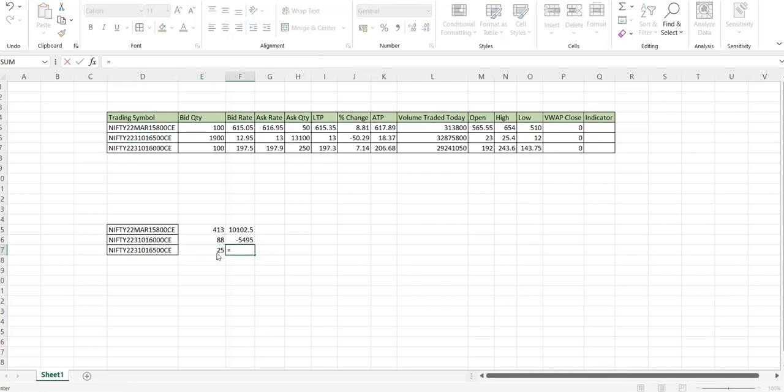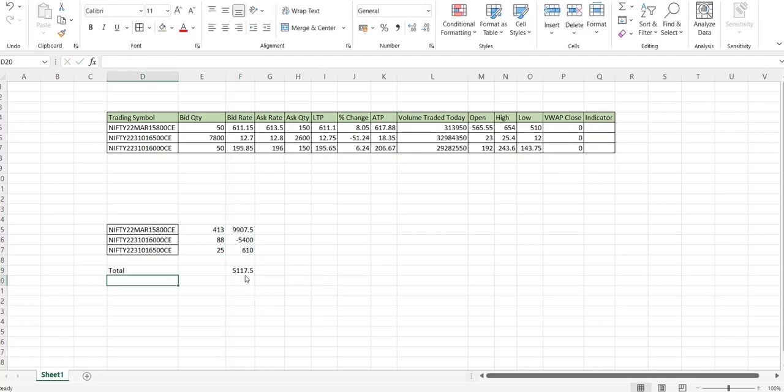So if I subtract from this whatever the current price is running at, so this is 50. Now if I just take the total, it will be whatever it is there, and it will keep on changing. As you can see, this is just with one lot.